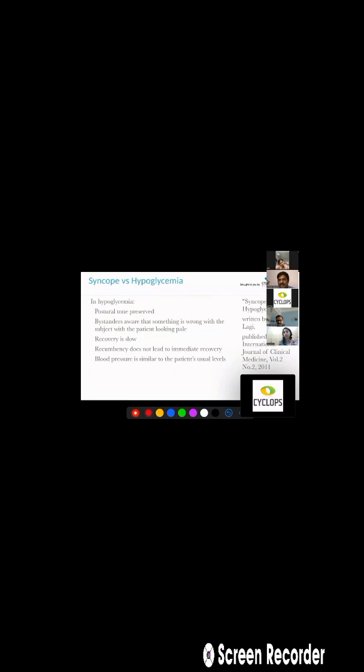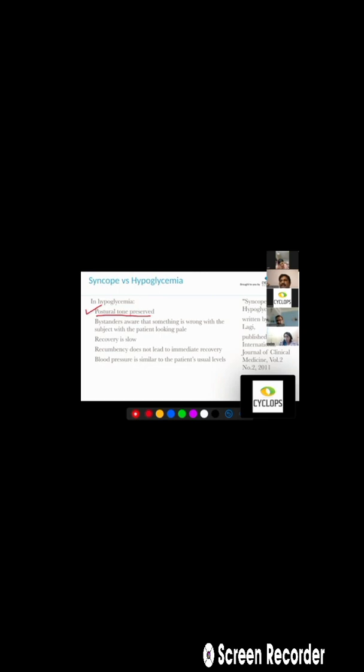Then the next thing is syncope versus hypoglycemia. What people are not that much aware of is that hypoglycemia does not really cause falls. Postural tone is preserved. That's a very beautiful point, and it came from this paper on syncope and hypoglycemia, in the International Journal of Clinical Medicine in 2011.